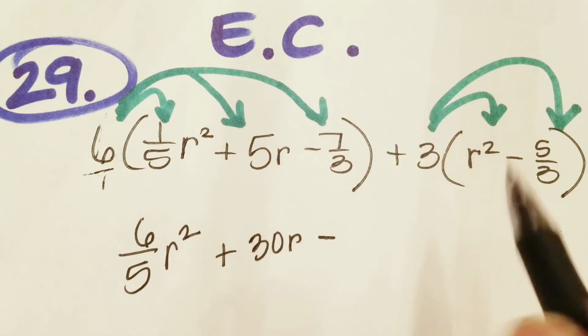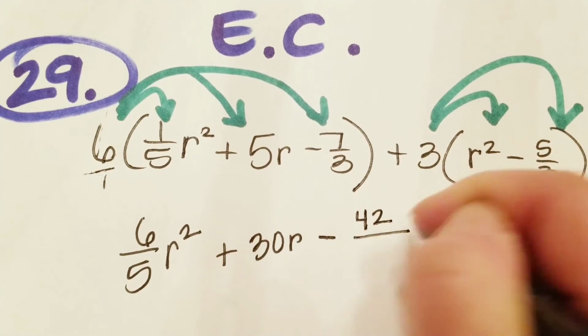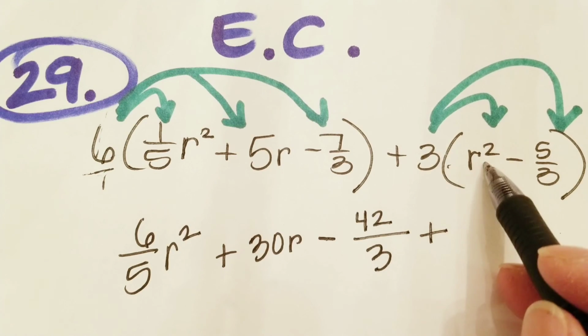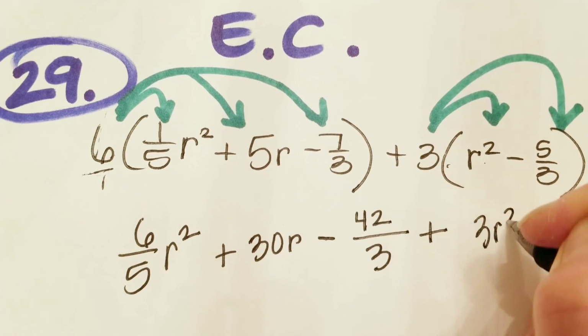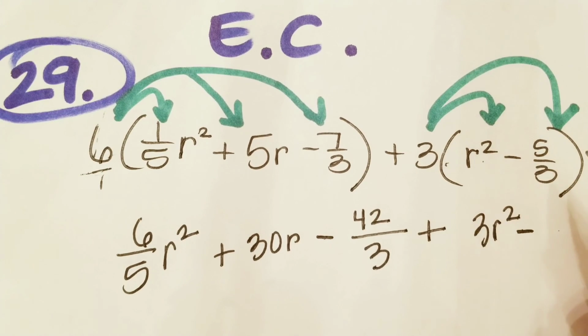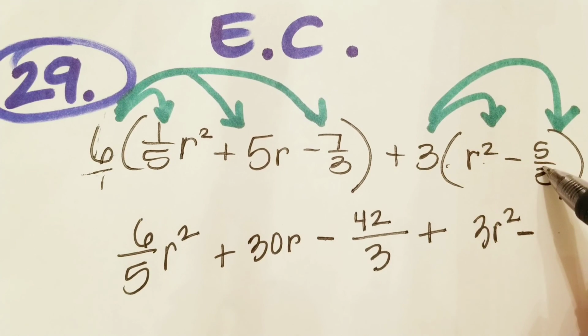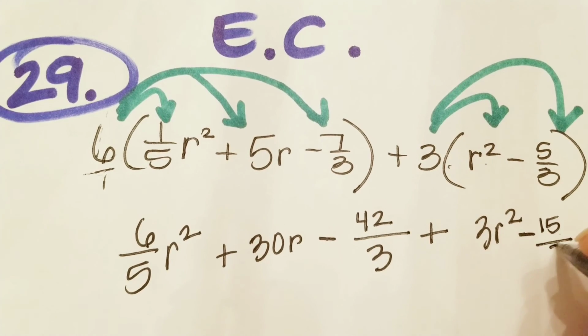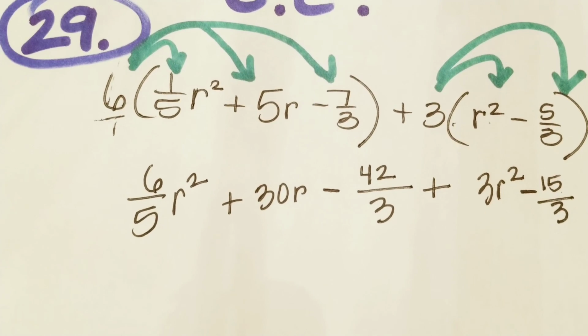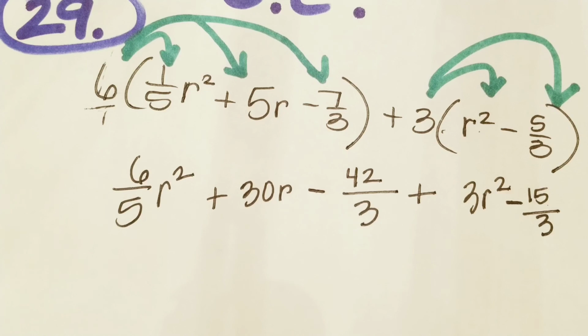So 6 times 7 is 42 over 3, plus 3 times r squared is 3r squared, minus 3 times 5/3, 3 and 5 are in the numerator spot, so 3 times 5 is 15 over 3. So I'm going to leave you at that. I feel like I want to give you more, but let's just see who can try to solve this one.